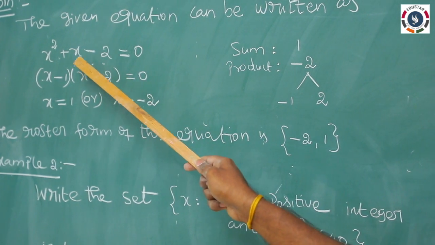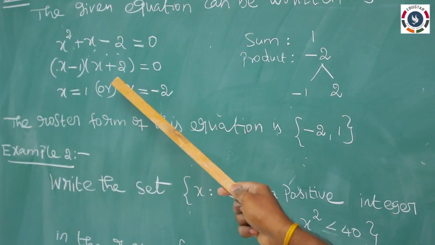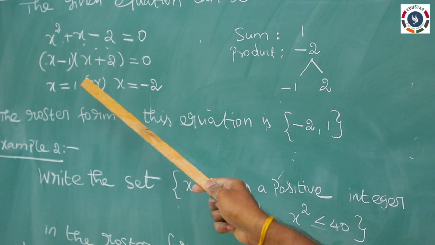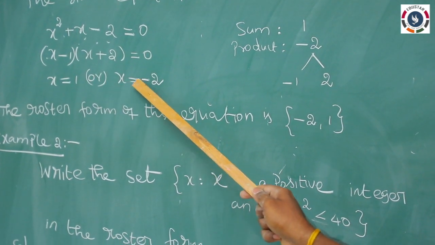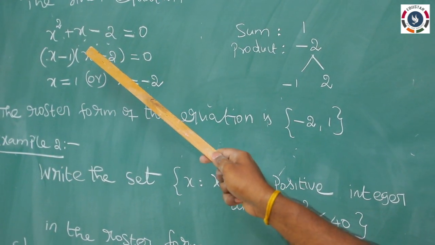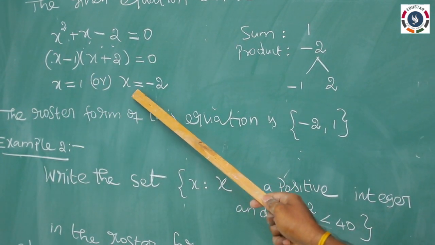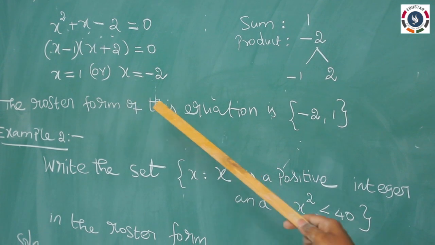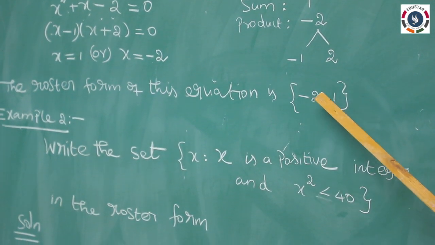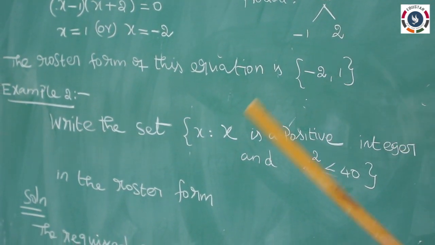So, this can be written as x minus 1 and x plus 2 equal to 0. So, x equal to 1 or x equal to minus 2. The roots of the equation are x equal to 1 and x equal to minus 2. The roster form of this set is minus 2 comma 1. This is the first problem.